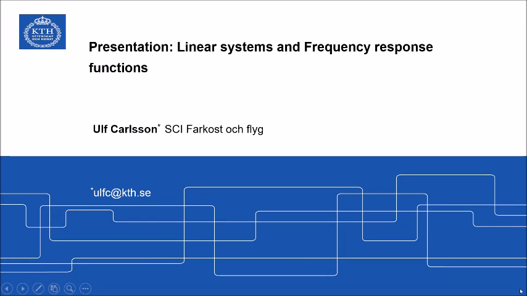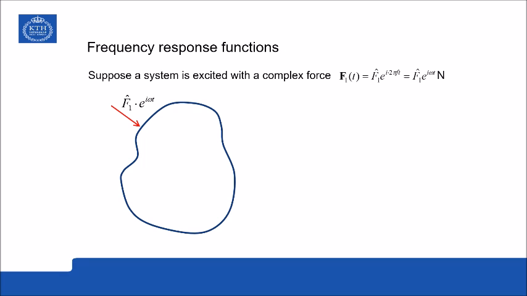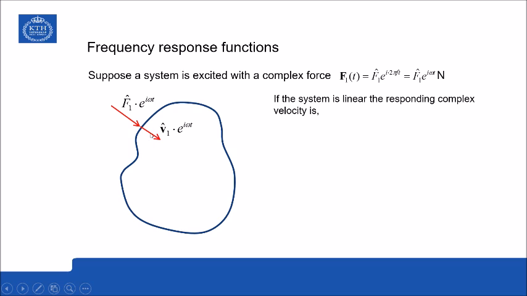In this presentation, we will discuss how we can use the frequency response function method to describe a multiple input, multiple output system. So let's start with considering this general shaped structure, and let us suppose that it is excited with a complex force, like this. And let's suppose that we measure the velocity, the complex velocity, in the same point 1.